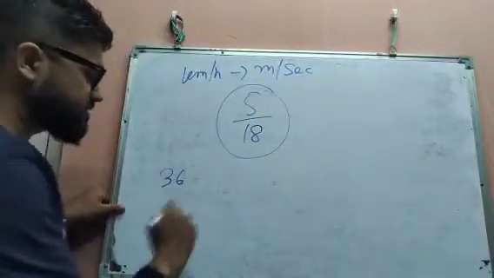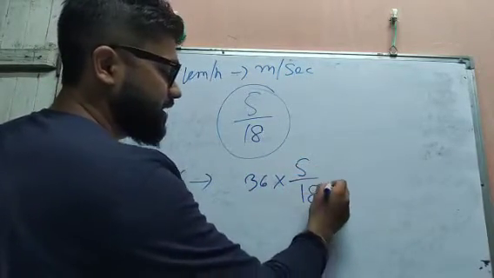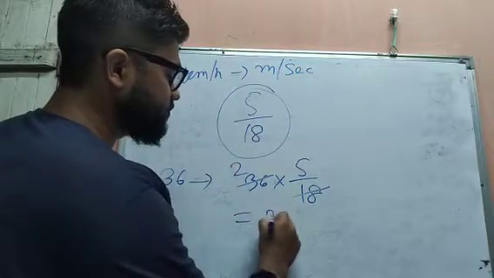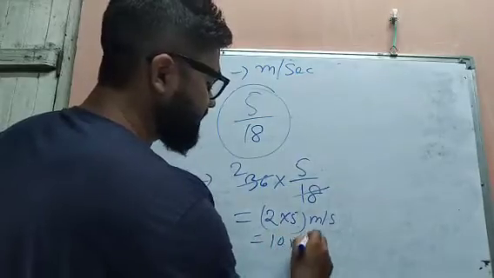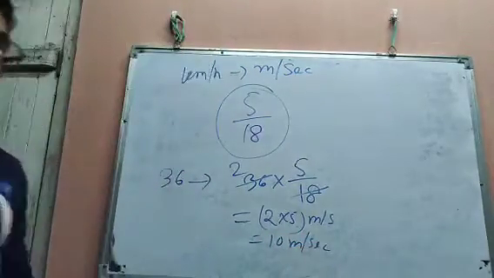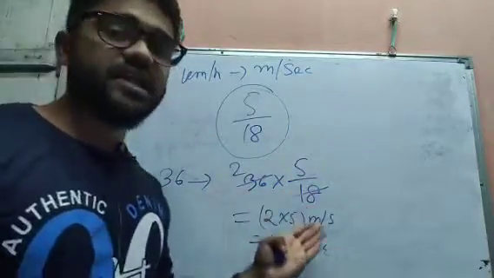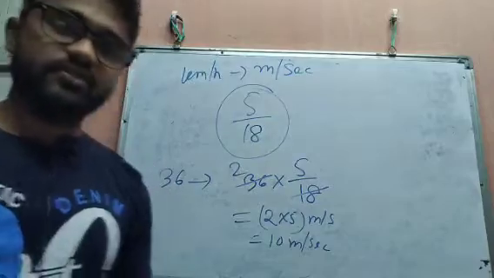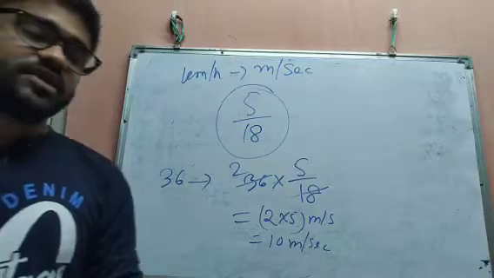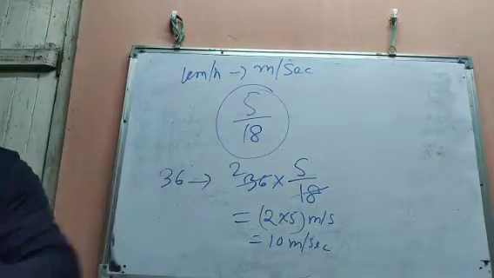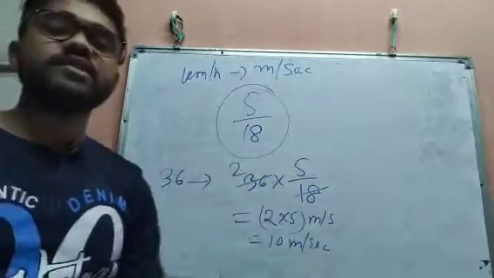See how to do it. 36 km/h, so 36 into 5/18. This will be cancelled, so 2 into 5, or 10 meter per second. So this is the easy way. When we are asked to convert km/h to meter per second, simply multiply that data by 5/18. Then you no need to do all that calculation, that 1 kilometer equals 1000 meters, so 36 kilometers equal 36,000 meters. You simply can do it. Simply 5/18 should be multiplied.